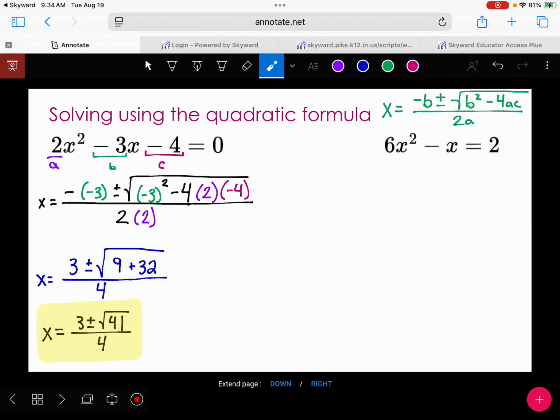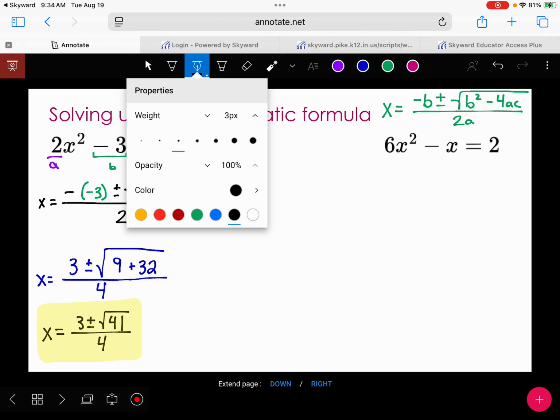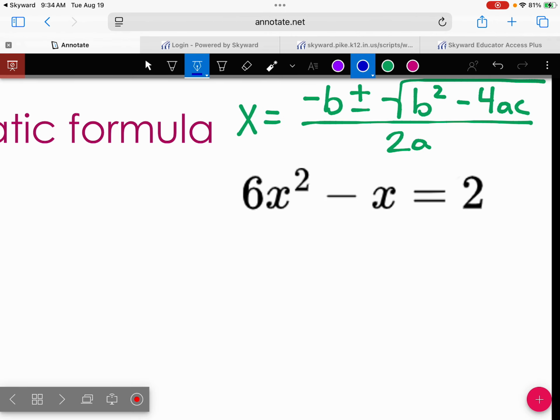We're going to do the same thing on the right one. We've got 6x squared minus x equals 2. What do we have to do first? Subtract the 2. It has to equal 0 first. Not optional. Must. So we've got to subtract that 2 first. So we need to get this to be our 6x squared minus x minus 2 equals 0. Has to. Not optional.